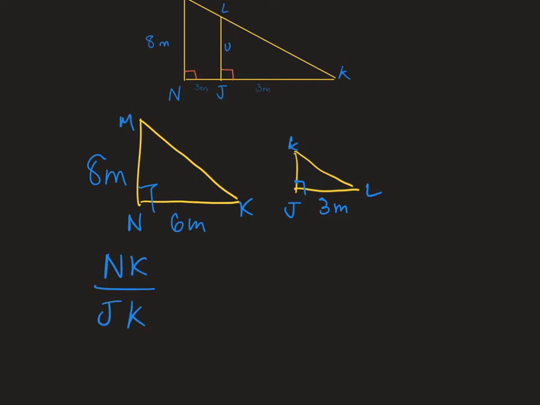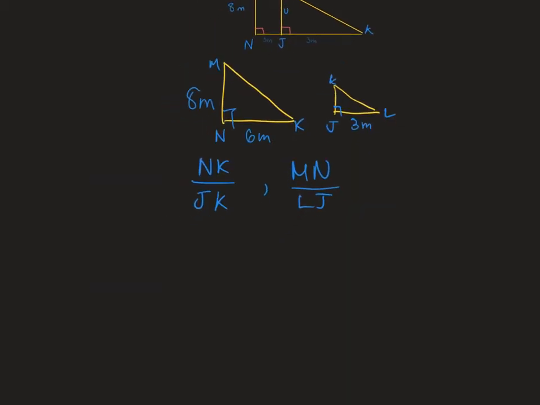And another pair of side lengths is MN and LJ, and together they form the fraction MN over LJ. In both fractions, the numerator comes from triangle MKN, and the denominator comes from triangle LKJ. Since the triangles are similar, you can use fractions to set up a proportion and solve for u.